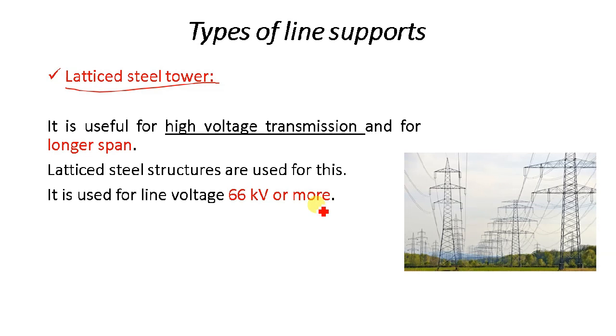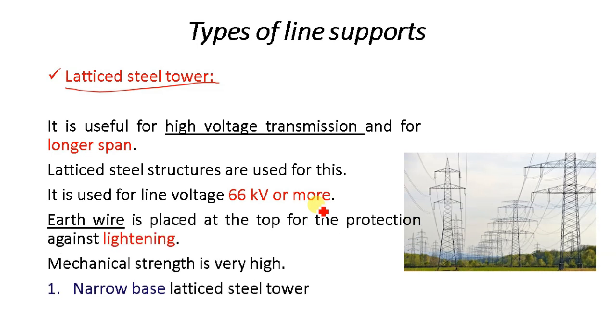Now in lattice steel towers there are also two classifications. The first one is the narrow base lattice steel tower, and the second one is the broad base. Now if you look at the design of the tower, there is one conductor passing from the top of the tower, which is known as the earth wire.